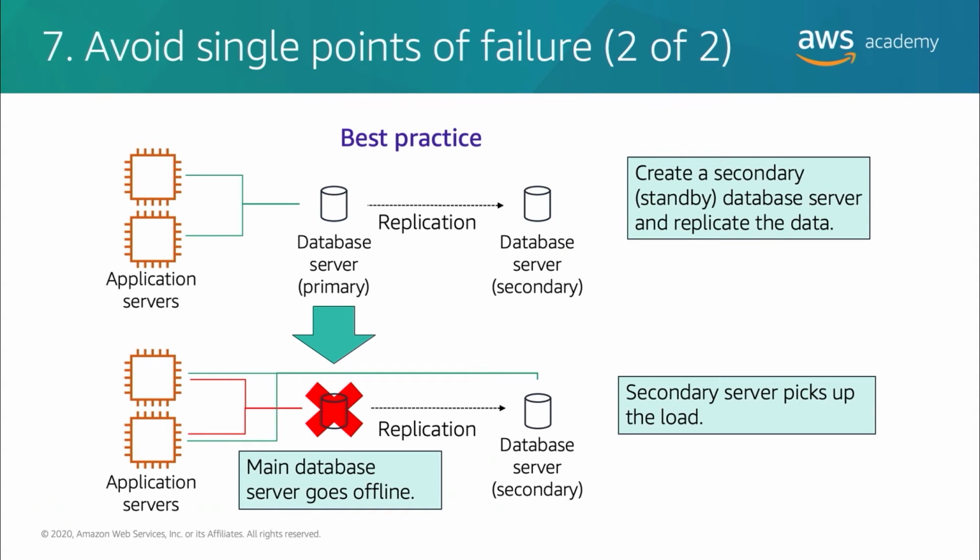Depending on your downtime service level agreements, you can use automated solutions that only launch components when needed. You can also use a managed service where AWS automatically replaces malfunctioning underlying hardware for you. To eliminate the single point of failure in the example we just looked at, you can create a secondary or standby database server and replicate the data. If the main database server goes offline, the application servers automatically send their requests to the secondary database.